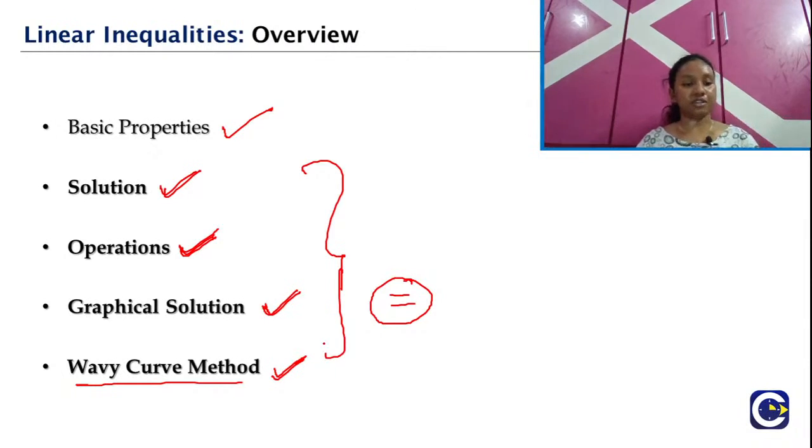Okay, I hope you guys are clear with it. I'm mentioning again, you have to be very clear and pay attention while dealing with the wavy curve method.